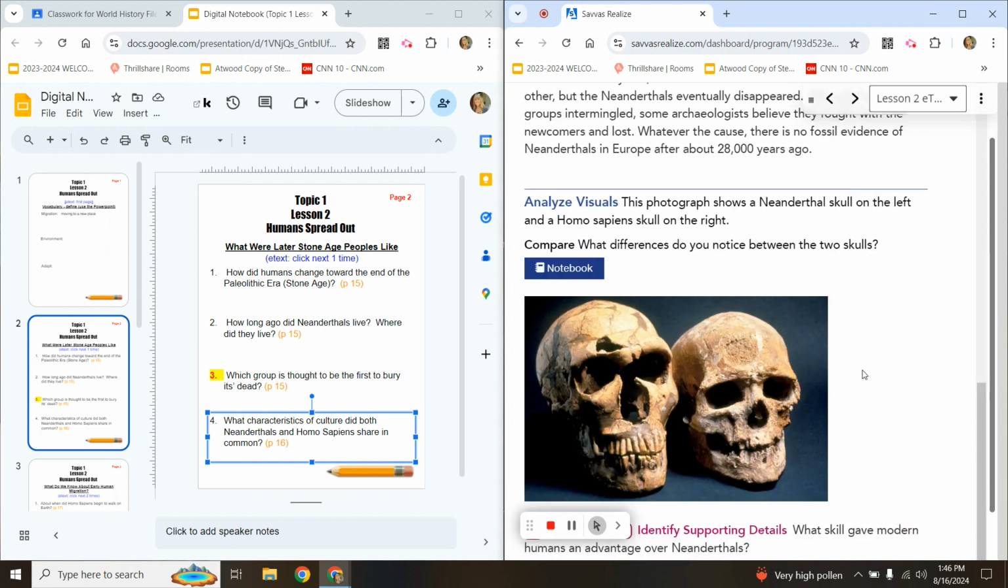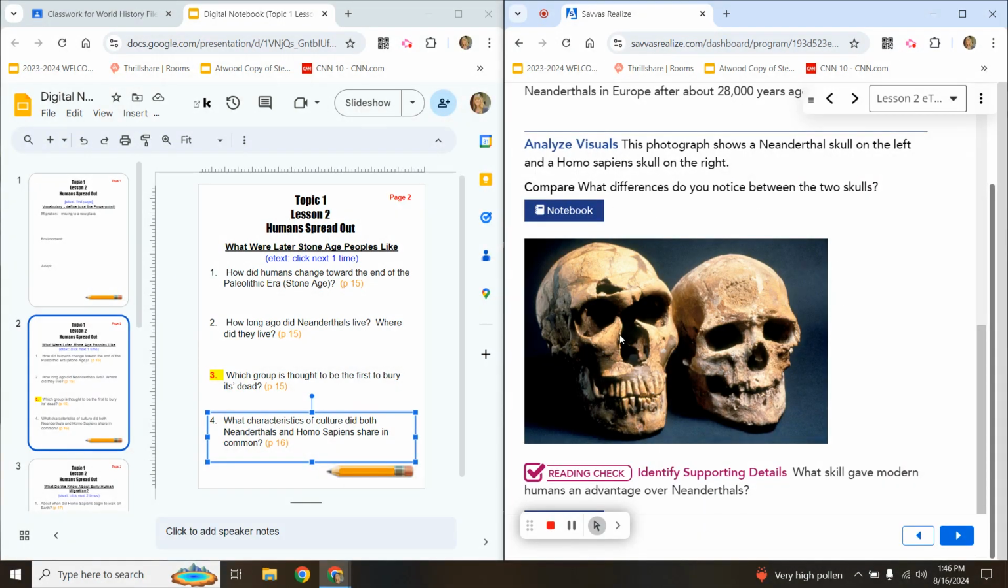All right, I want to point out this picture. So this will be an Aspire to Do activity, but this is a picture that shows a Neanderthal skull on the left and a Homo sapiens skull on the right. Notice they are different. So that is one thing to keep in mind. So this would have been your caveman, and this would have been more like us.